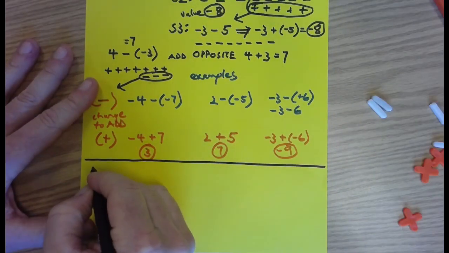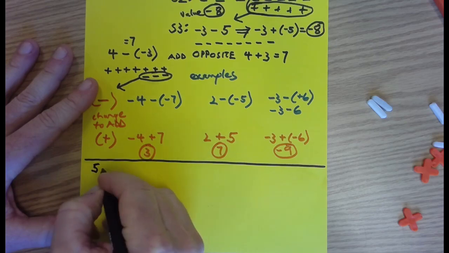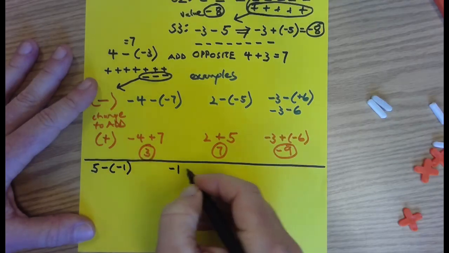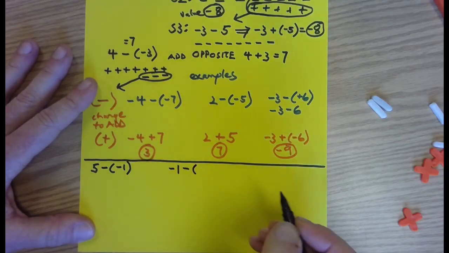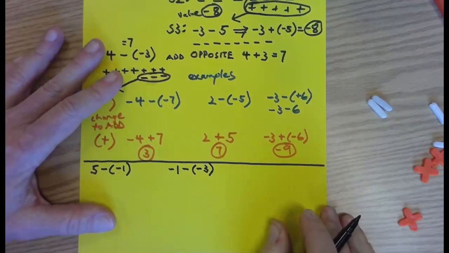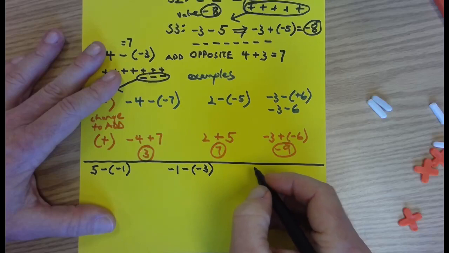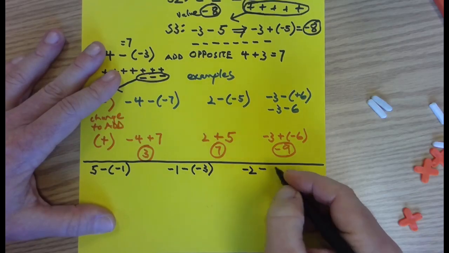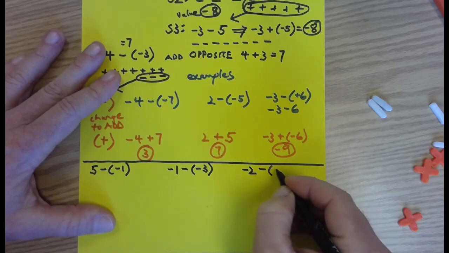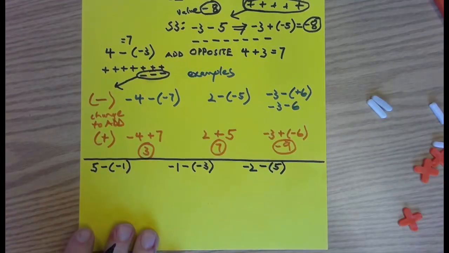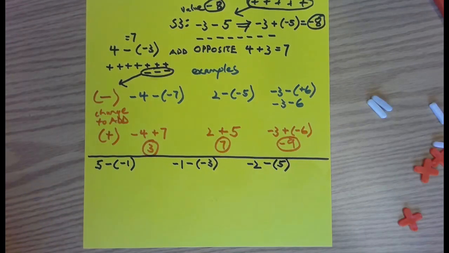I'm going to start with a positive and take away a negative. I'm going to start with a negative and take away, there's a bell, take away a larger negative. And how about I start with a negative and take away a positive. Fun, fun. Okay, pause the video, do those real quick. I'll count to 10 or something. Go.